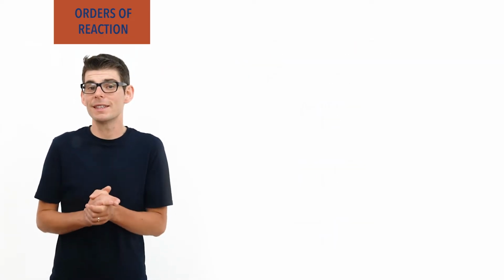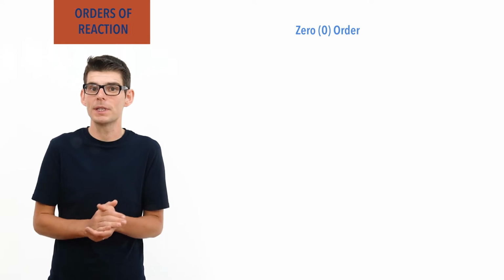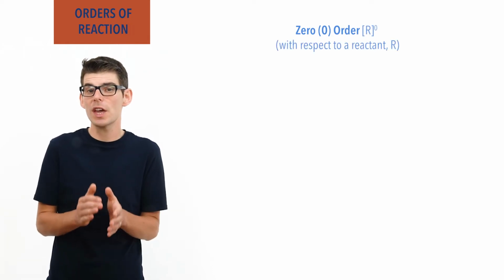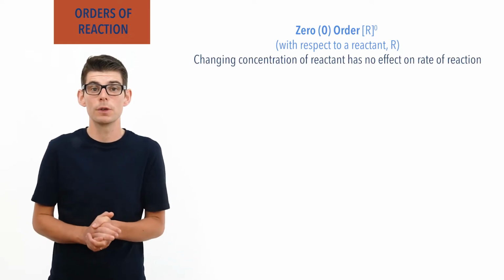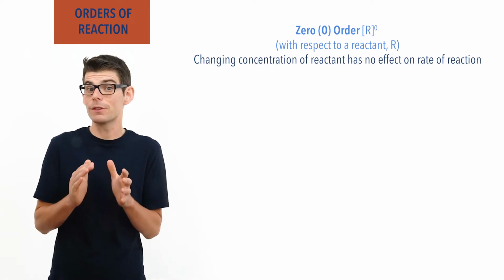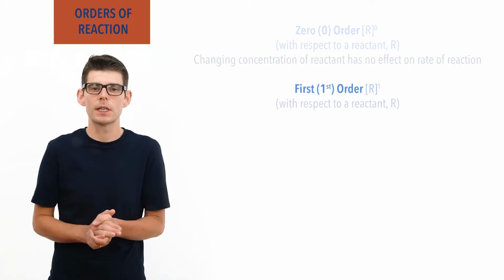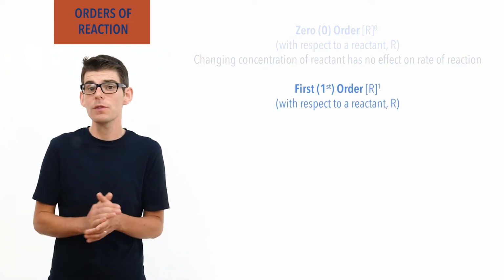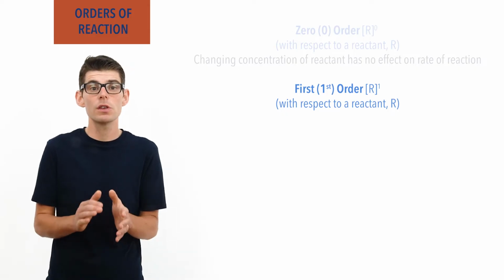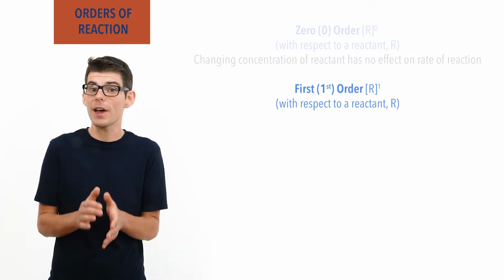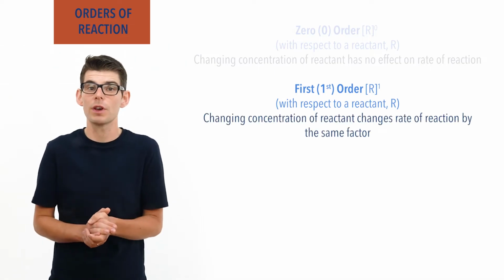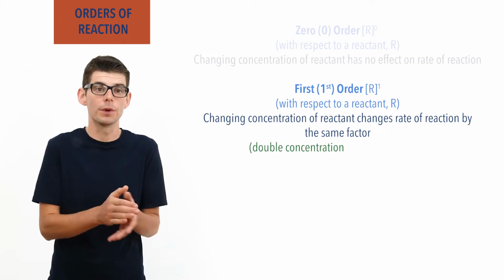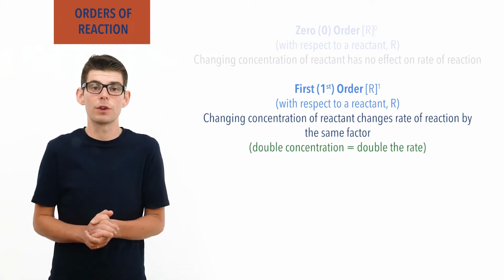If a reaction is 0 order with respect to a particular reactant, this means changing the concentration of the reactant has no effect on the rate of the reaction. If a reaction is first order with respect to a particular reactant, this means changing the concentration of the reactant changes the rate of the reaction by the same factor that the concentration was changed. For example, doubling the concentration of the reactant would double the rate of the reaction. Halving the concentration of the reactant would halve the rate.